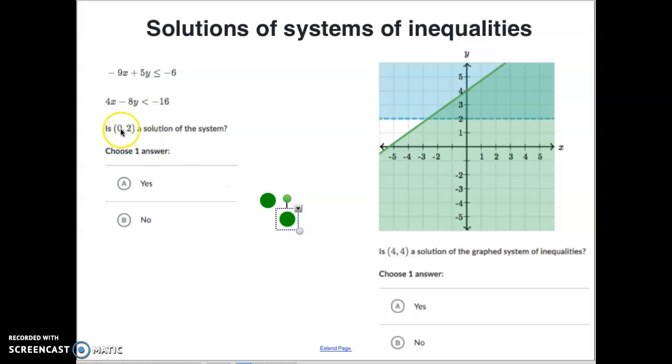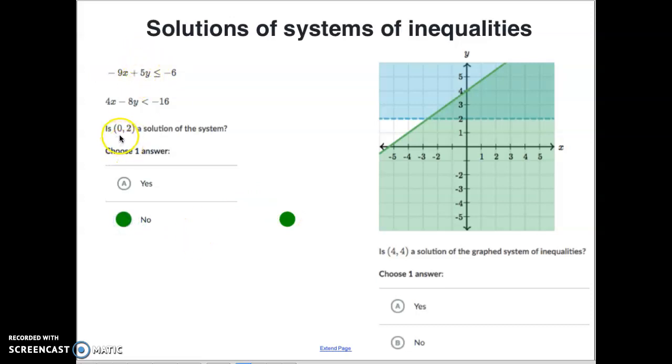So if I plug in 0 and 2 into this equation, does it hold true? In this case, 0 for x, that would be 0. 2 for y, this would be 10. 0 plus 10 would equal 10. Is 10 less than or equal to -6? No, it's not. So if one of these holds to be not true, then it's the no.